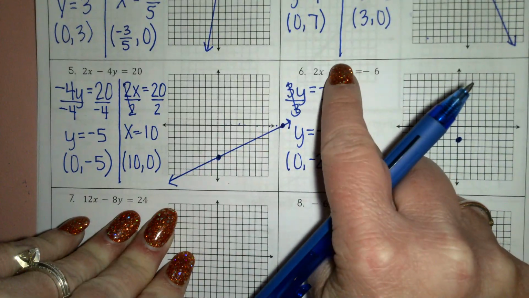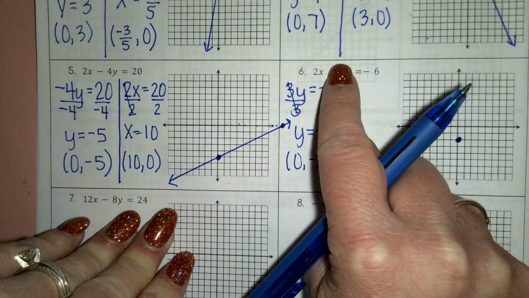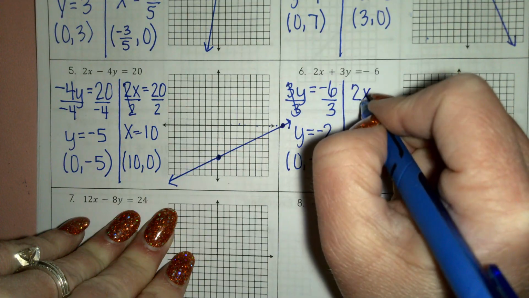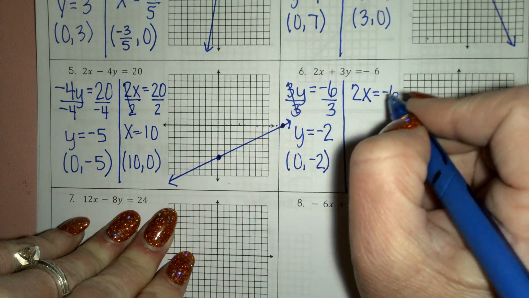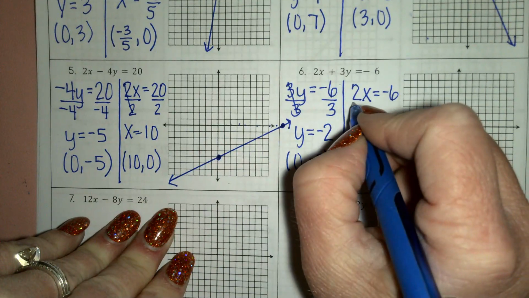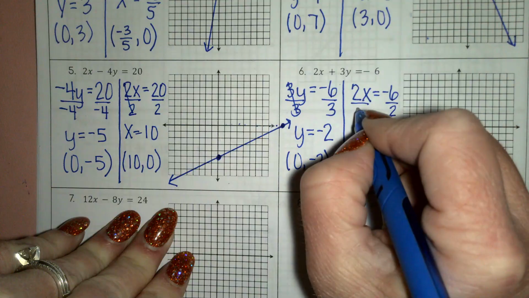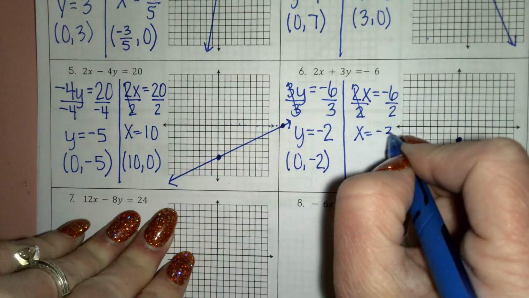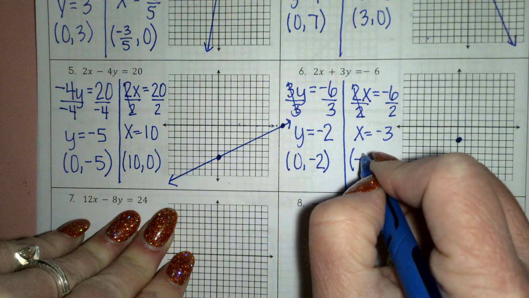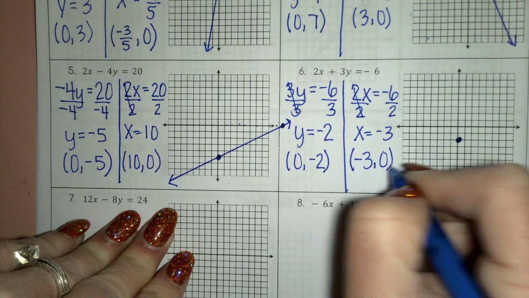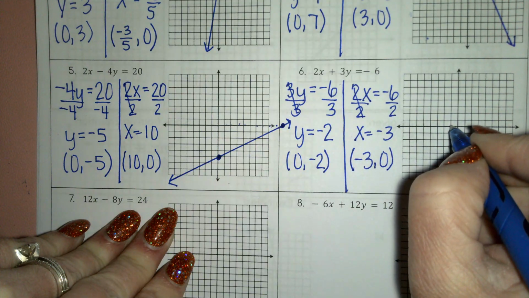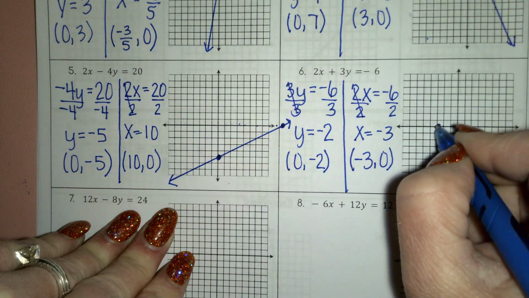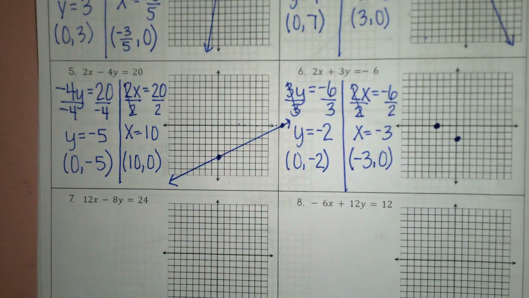Then I cover up the y, and I see what's left. I've got 2x equals negative 6. I write that down. 2x equals negative 6. I solve this one-step equation by dividing by 2. So x is equal to negative 3. My ordered pair would be negative 3, 0. I go to the left 3, place my point, and then I will connect the 2 points that I have.